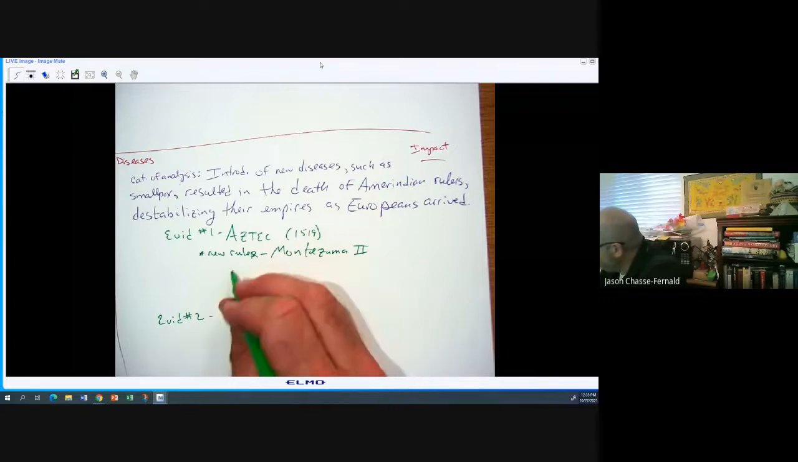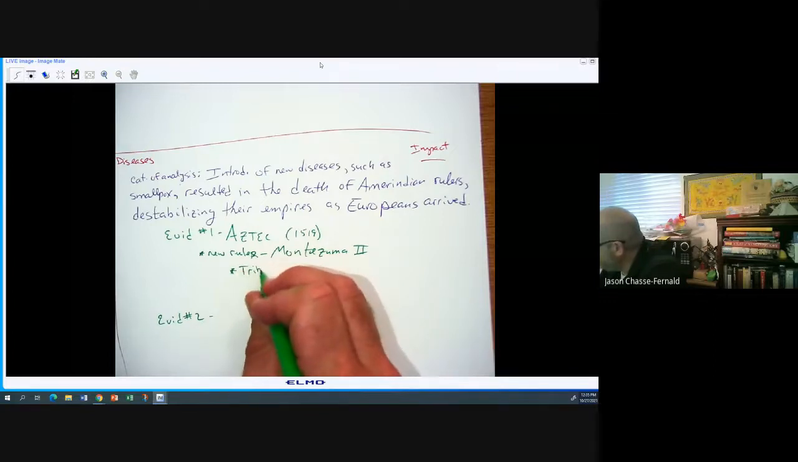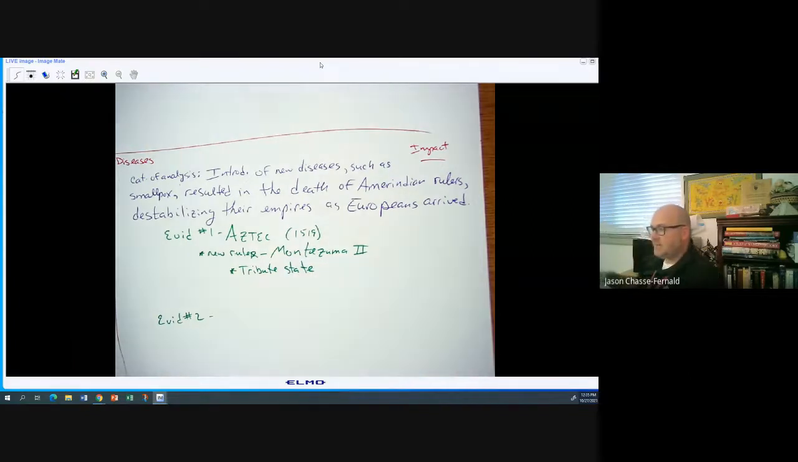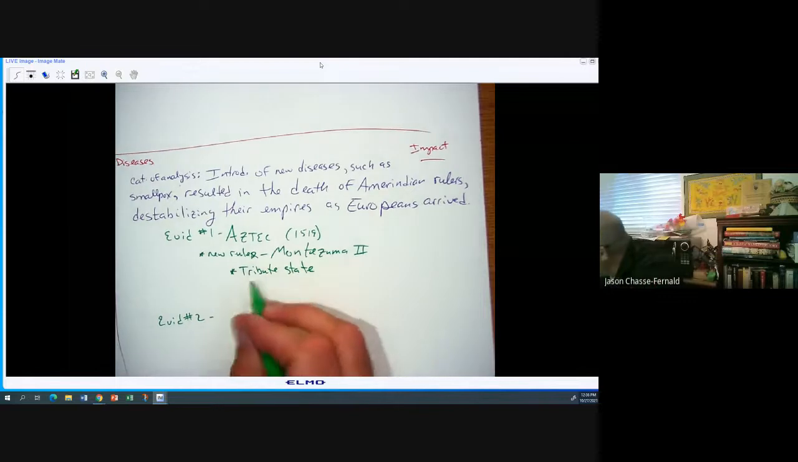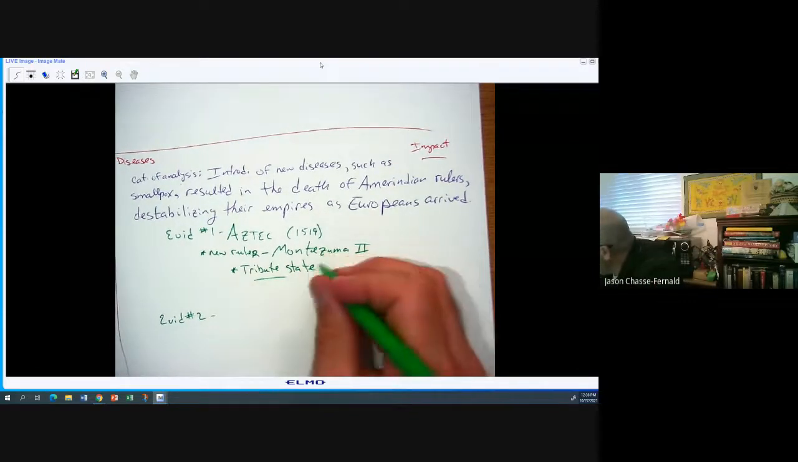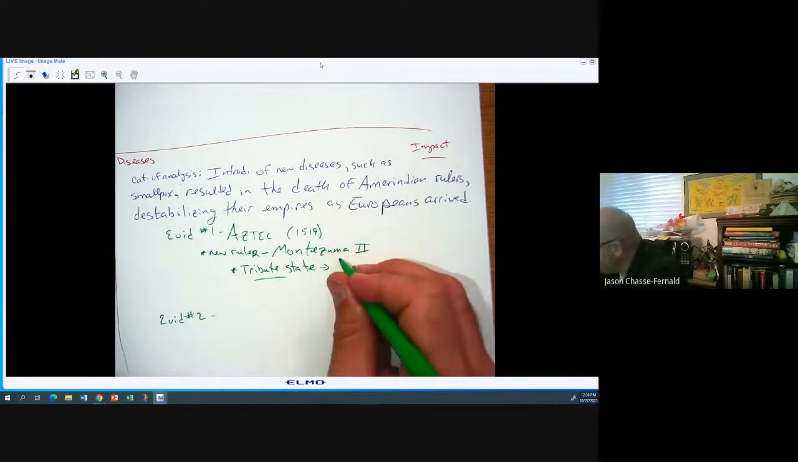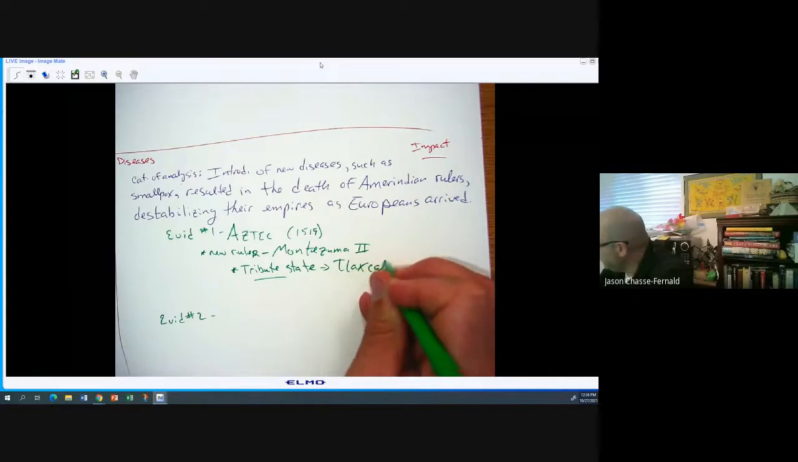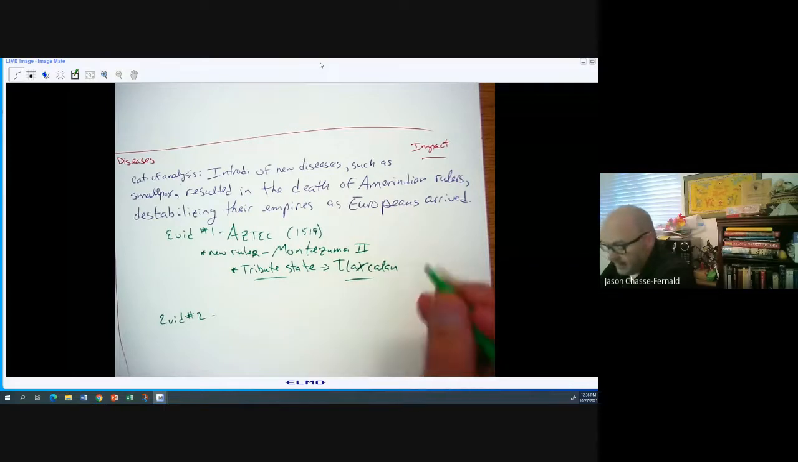It is a tribute state empire, so not a highly centralized empire. It does have a centralized core, but it is decentralized in its administration. So you have tribute states, and one of these tribute states will eventually align themselves with the Spanish, and that's the Tlaxcalans. I may have spelled that wrong. Tlax, T-L-A-X.